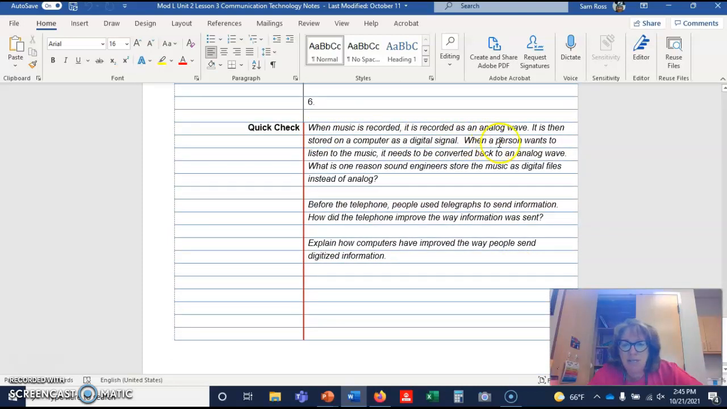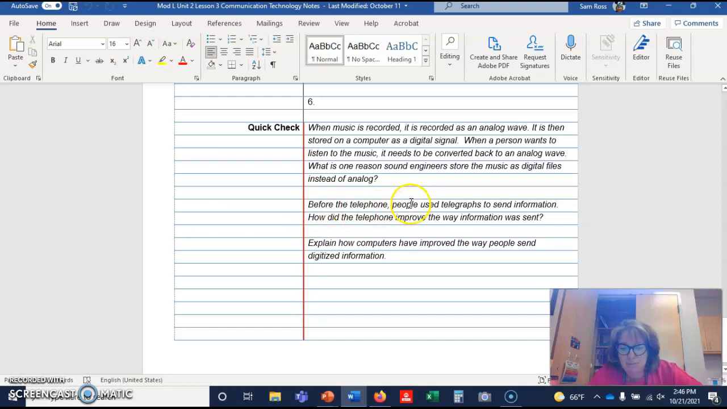When music is recorded, it is recorded as an analog wave. Then it is stored on a computer as a digital signal. When a person wants to listen to music, it needs to be converted back to an analog wave. Good grief, this is a lot of work. What is one reason sound engineers store music as digital files instead of analog? Probably because they're smaller and they have less noise. Analog files are going to be huge. So something to the effect of storage size, the size of the files.